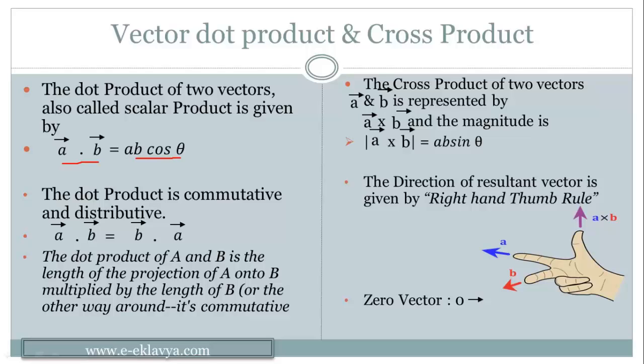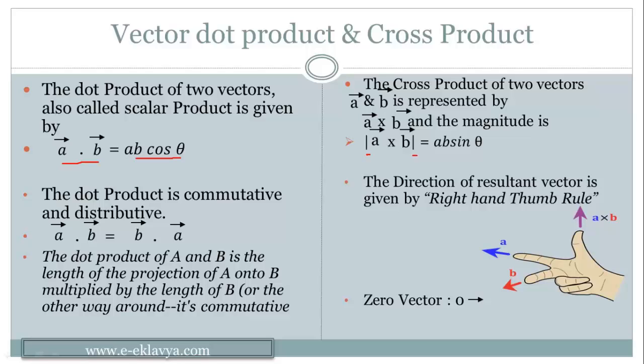The cross product of two vectors A and B is represented by A cross B, and the magnitude is written with these two vertical lines. Enclosing any quantity between these two vertical lines indicates that we are trying to say what is the magnitude of the quantity enclosed inside. That is a notation. That is AB sine theta. So magnitude is AB sine theta.